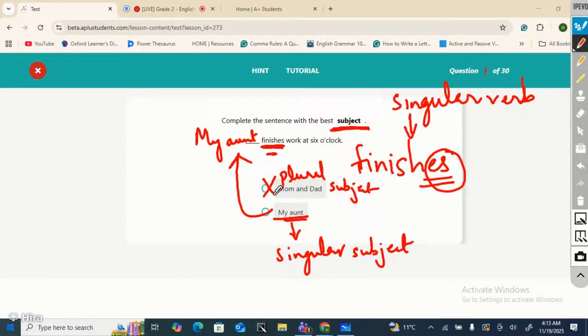Why is this wrong? Mom and dad, because it's a plural subject. And we can see the sentence has a singular verb. We need a singular subject. So the best subject is my aunt.